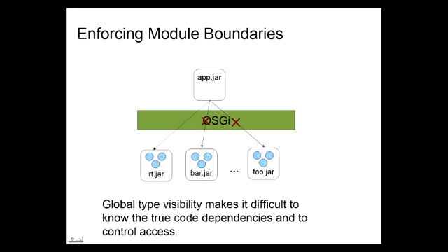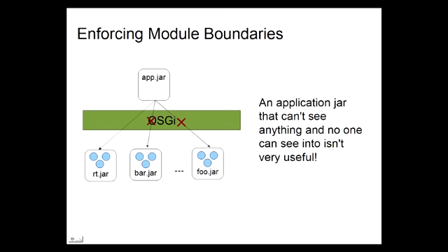And the reason OSGi does this is because global type visibility makes it very difficult to know the true code dependencies between your modules, and also does not allow you to control access to types that should not be visible to your individual module. So at this point in the presentation, you're probably asking yourself, how can a module be of any use if it can't see anything and no one can see into it? And the answer is probably not very useful. So OSGi does provide ways of controlling what you can and can't access.